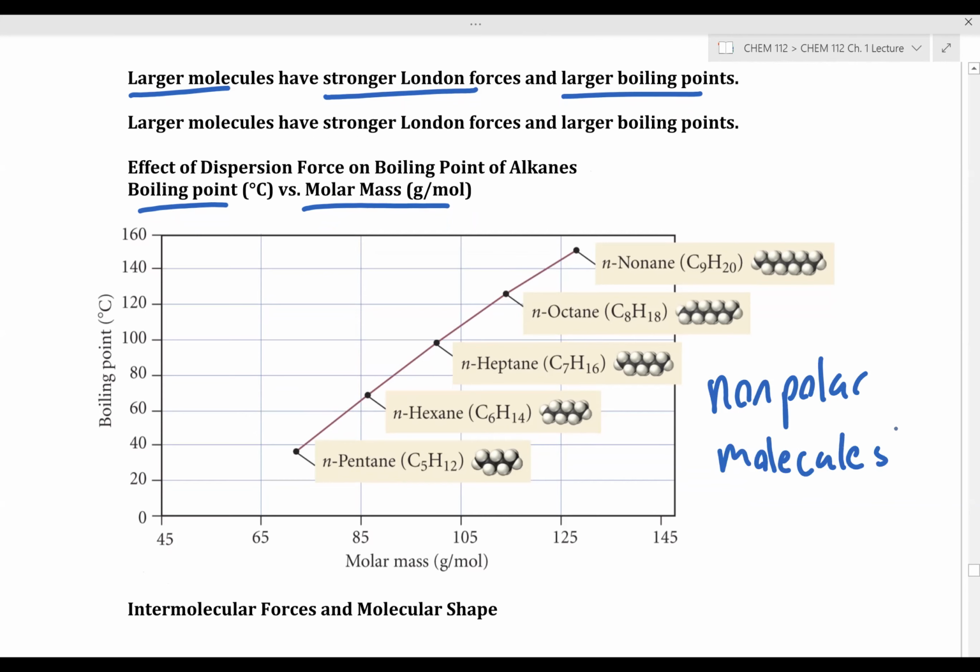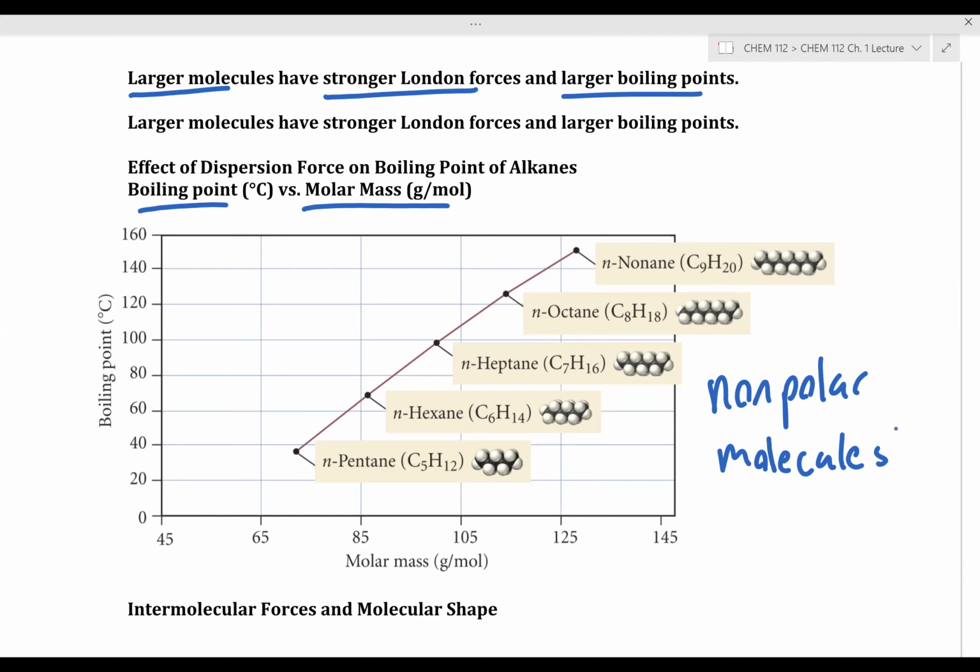What do we notice as our molar mass increases? What happens to our boiling point? Just looking at this chart. Increases. As our molar mass goes up, we have more carbon and hydrogen atoms. Our boiling point increases in almost a strictly linear fashion. So we see a direct effect on molar mass to the strength of London interactions, and we can see this by an increase in boiling point.